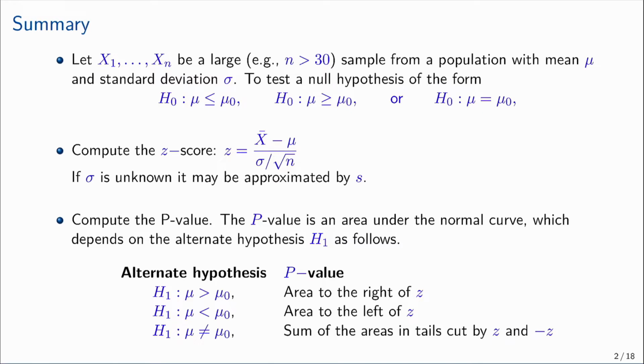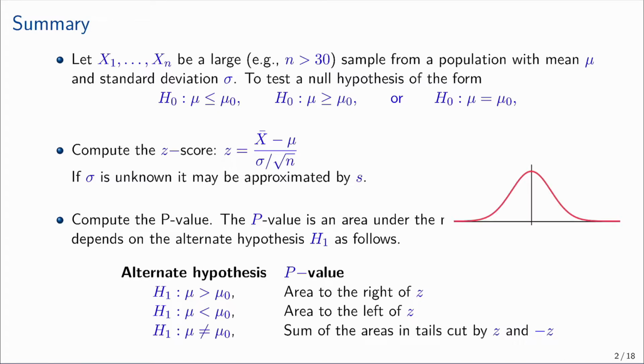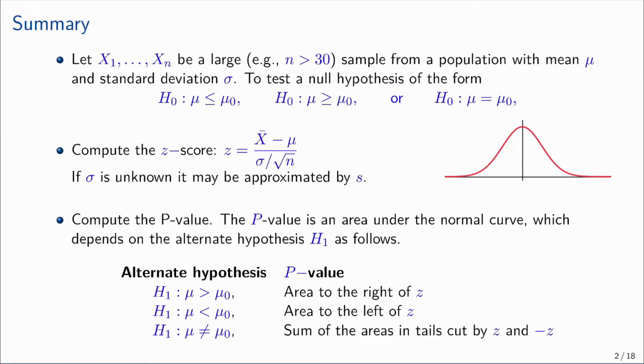So we have either inequalities or equalities. The next step that we have to do is to compute the z-score for the mean of the sample. And if we don't know the standard deviation of the population, we approximate that with the standard deviation of the sample and divide by the square root of n. Next, we need to compute the p-value, and the p-value is the area under the normal curve and depends on the alternative hypothesis. Let's consider the first case when mu is greater than or equal to a given value.